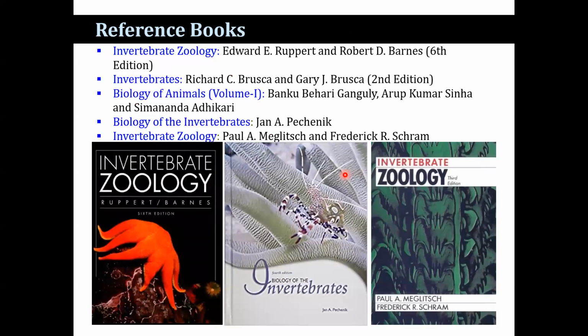These are the reference books: Invertebrate Zoology, Edward E. Ruppert and Robert D. Barnes; Invertebrates, Richard C. Brusca and Gary J. Brusca; Biology of the Animals, Ganguly, Sinha, and Adhikari; Biology of the Invertebrates, Pechenik; Invertebrate Zoology, McLeish and Sodom; and many figures presented in our presentation were captured from Google Images.